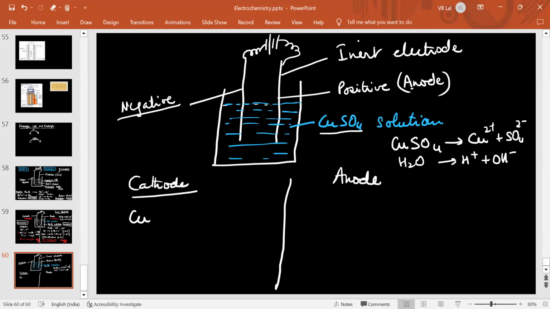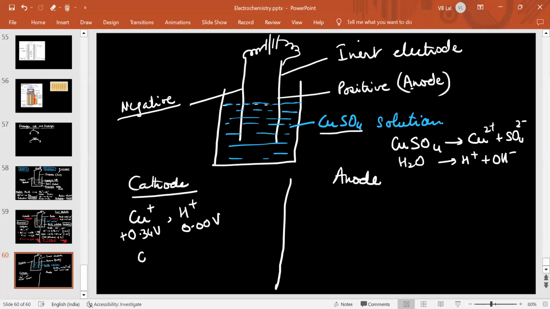So what are the positively charged ions? Cu2+ ions and H+ ions, right? Now, the reduction potential of copper is more than the reduction potential of H. H is always 0 and copper is +0.34. Whichever has a higher reduction potential, you can look at the values in the table. The reduction potential of hydrogen is 0.00 volts, and for copper it is +0.34 volts. So copper has a higher reduction potential, so copper will get discharged at the cathode.